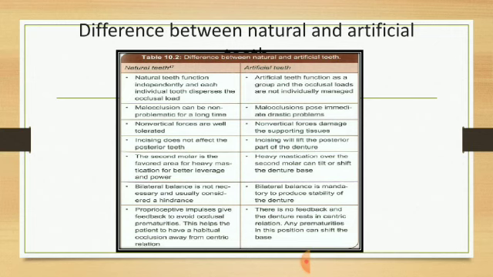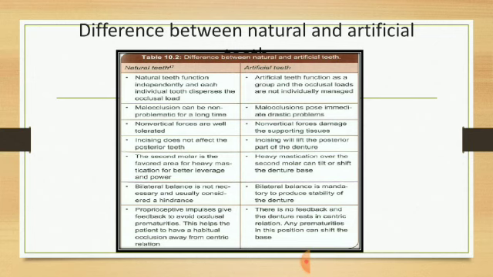Next, non-vertical forces are well tolerated in natural teeth, whereas non-vertical forces damage the supporting tissues in artificial teeth. Next, incising does not affect the posterior teeth, whereas incising will lift the posterior part of the denture. For example, if you bite an apple with your incisors, that would not harm your natural posterior teeth. Whereas in case of dentures, if the patient bites an apple with the incisors, that would lift the posterior part of the denture. So incising is not allowed in artificial teeth, whereas it can be done in natural teeth.